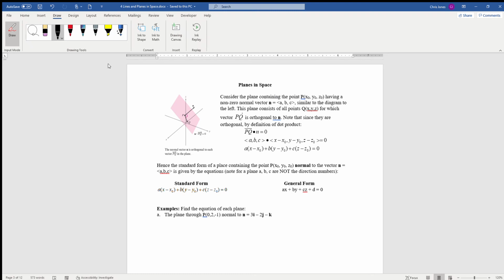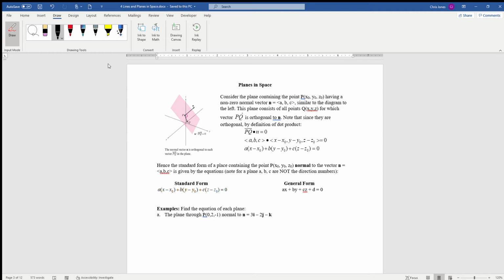In this next section, we're going to be taking a look at how to build the equations of planes in space. And first, let's motivate the idea of how we're going to formulate this equation. So, let's say that we know a point in the plane, any point that we want. Let's call it x naught, y naught, z naught. And let's say for some reason there's a normal vector to the plane.